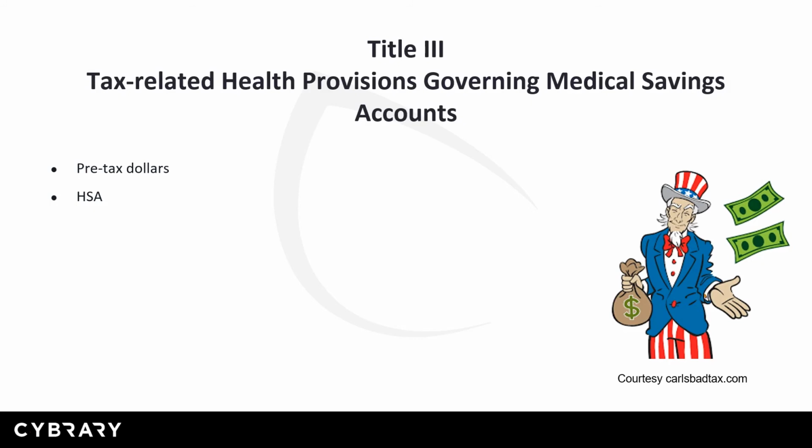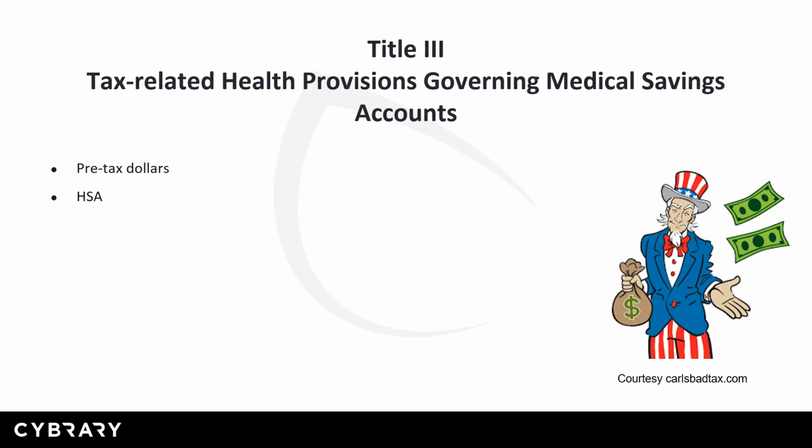We then have Title III. So Title III is all around tax-related health provisions that govern the medical savings account. So again, I talked about the HSAs. So that's where this comes into play. Most people are familiar with health spending accounts, or might be called flexible spending accounts. Many different names out there. Essentially what it does is it allows you to put away pre-tax dollars into essentially a medical savings account. And then from there, you can take that money and use it for things like premiums. You can use it for paying your doctor out of pocket, paying for procedures, etc. Think of it like a special savings account, so to speak.